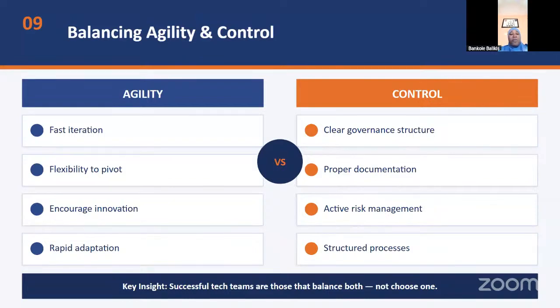So in this world of AI, and using different frameworks, we are using the agile framework to build products. Agile enables us to iterate fast and makes us adaptable and flexible. But on the other hand, control gives us clear governance, documentation, and structured processes. We can't say, because we are in the era of AI, we need this, let's add it. There must be control, documentation, and formal processes.